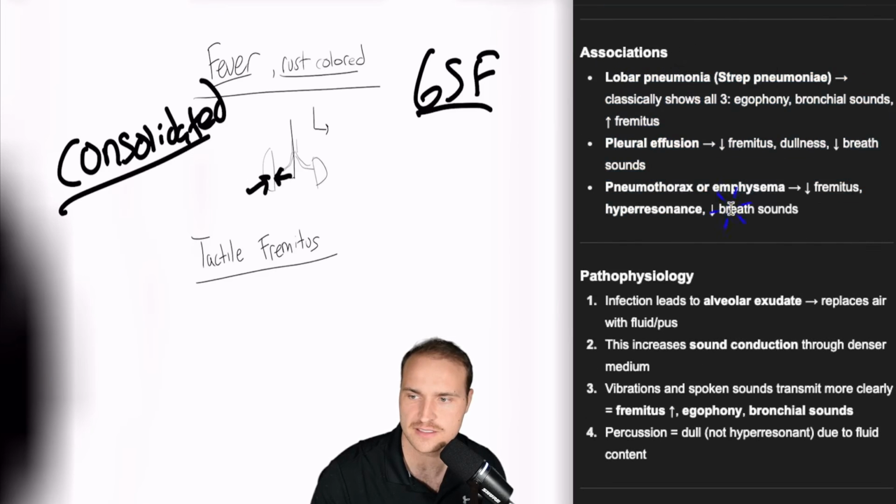So here are some of the buzzwords we talked about. Here are the associations. So pleural effusion would have decreased fremitus and dullness and decreased breath sounds. Pneumothorax would have decreased fremitus, but hyperresonance. That's super important for your tension pneumothorax, air.